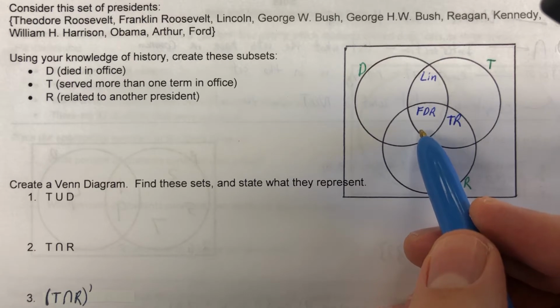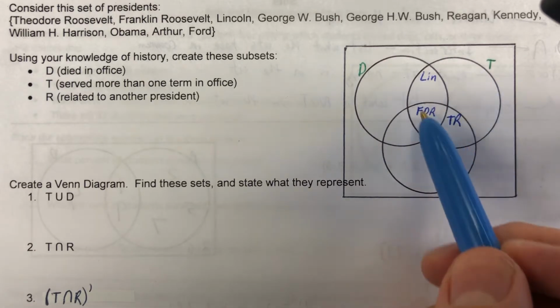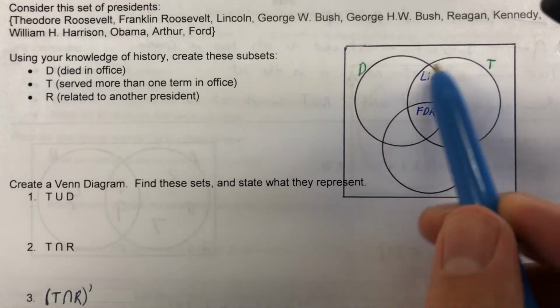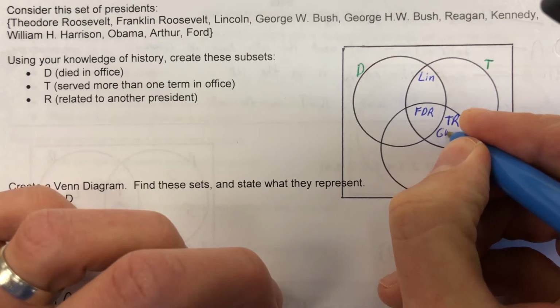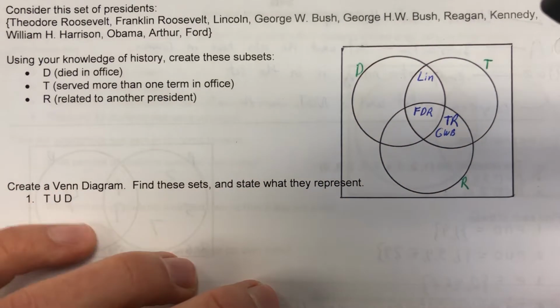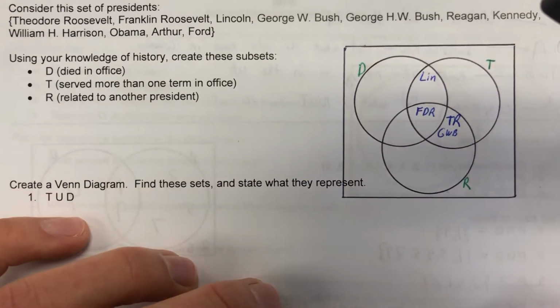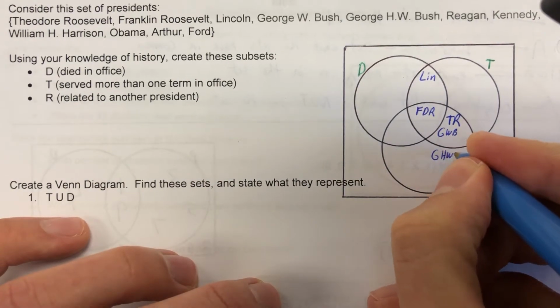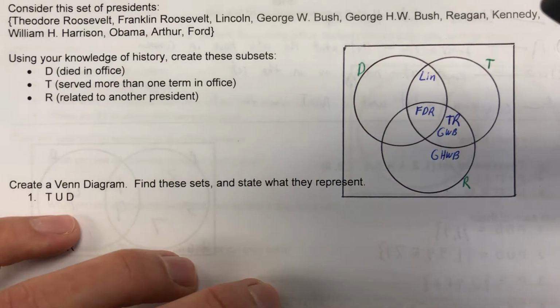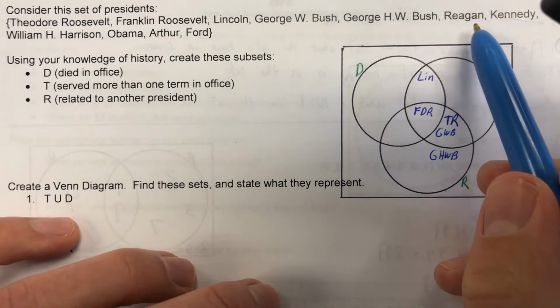However, George W. Bush, the son, served more than one term. So we have George W. Bush in this circle and in this circle. So George W. Bush is here, but George H.W. Bush served one term. So George H.W. Bush goes here. Okay, we have Ronald Reagan, who did not die in office.